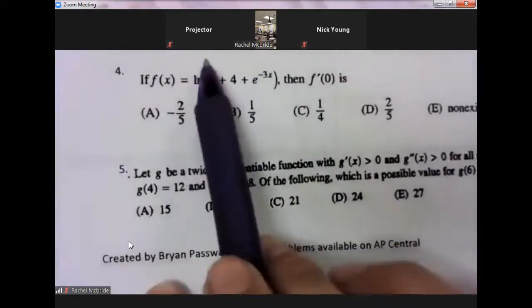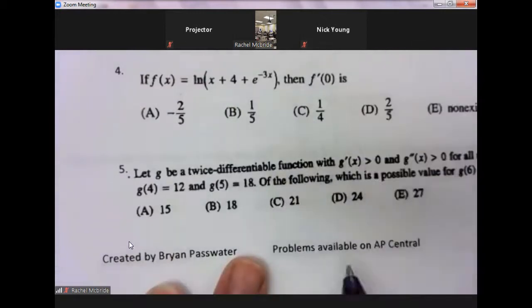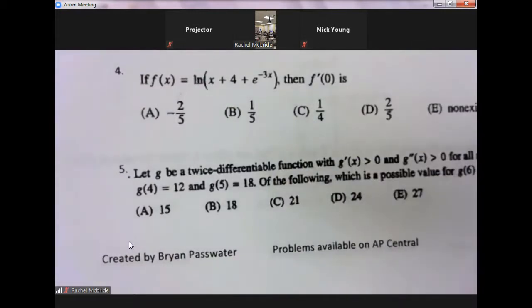Okay, number 4. So 1, 2, and 3, those percents are always over 50%. 4 and 5 are the more challenging of the questions, and 5 is usually the toughest. That's the way that Brian Passwater kind of created them, to make 1 through 3 super easy, 4 and 5 a little bit more challenging. So 4, what do we get?